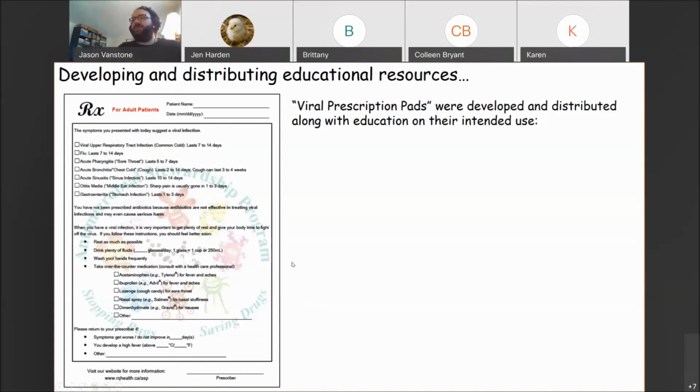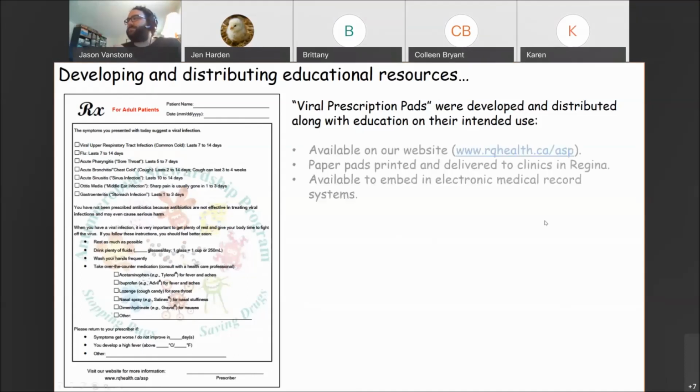We developed these through a process with various clinicians, pharmacists, and family docs in Regina and elsewhere, and settled on this document, which we then printed off and distributed with the help of some of our partners in primary healthcare, along with education about what the intended use was. So it's not like we just put this in their hands and walked away. We said, here's a viral prescription pad, here's how you use it, here's what it's meant for. We also made it available on our website so people can download electronic versions of it.